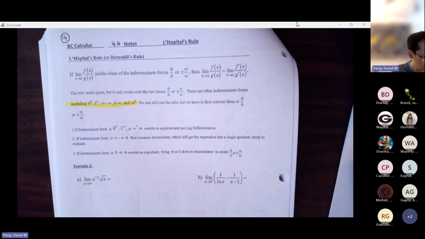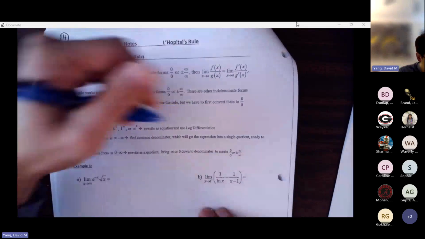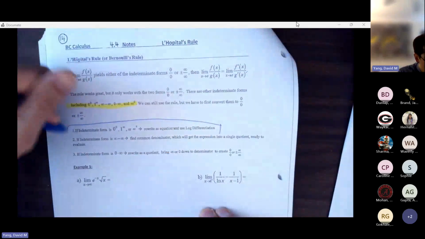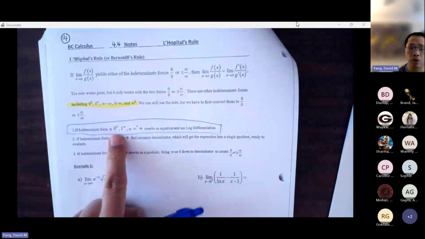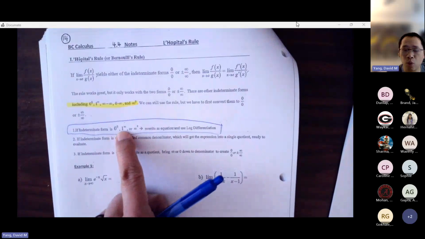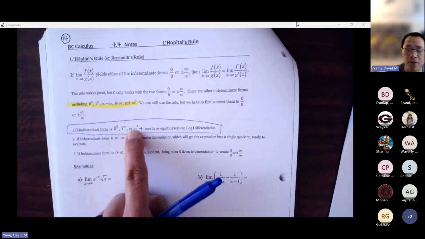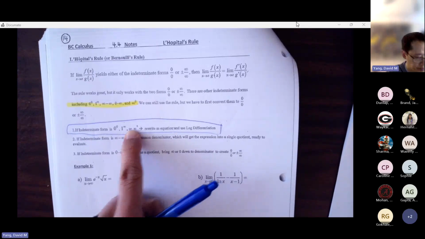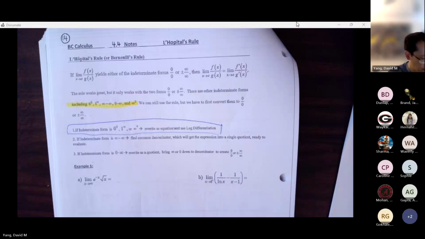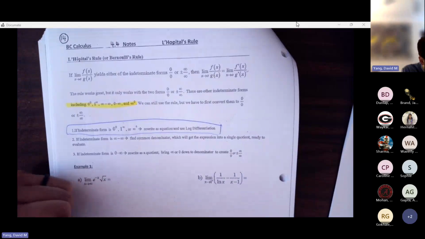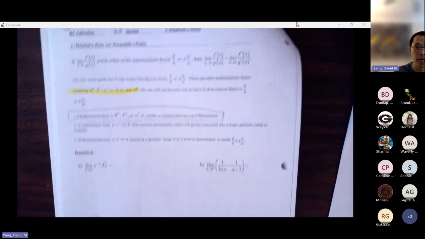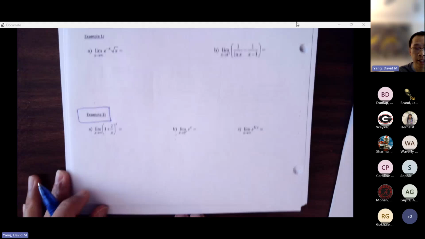So what I want to show you is a problem like example 2, something that is in the form of 0 raised to the 0, or 1 to the infinity, or infinity raised to 0. We can rewrite our equation and use log differentiation. So I just want to do one example with you. This is example 2 at the bottom of page 14 here.